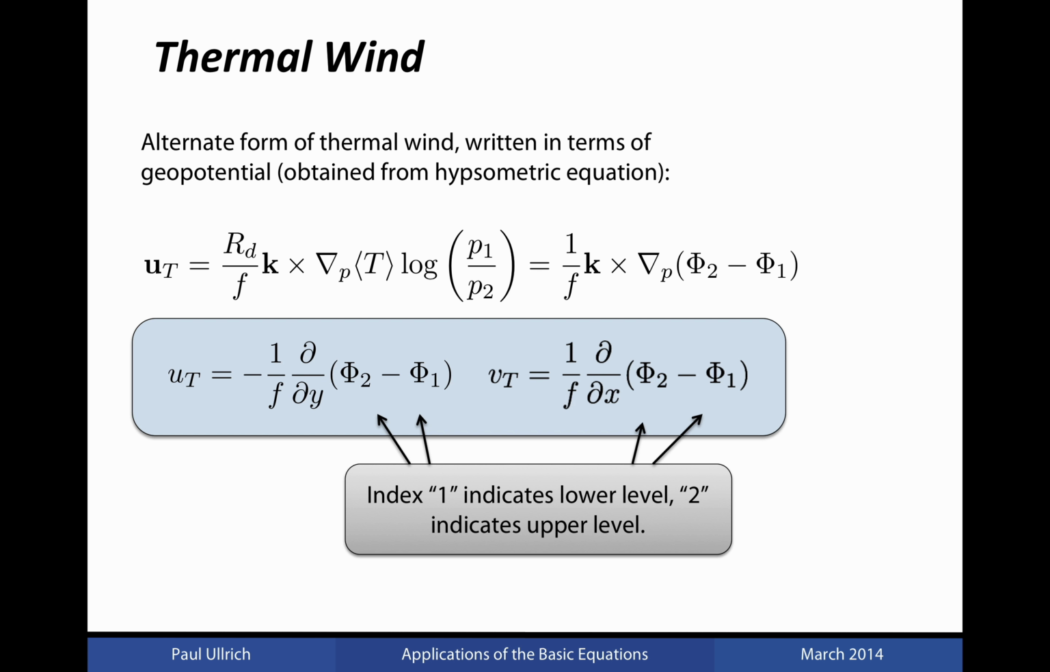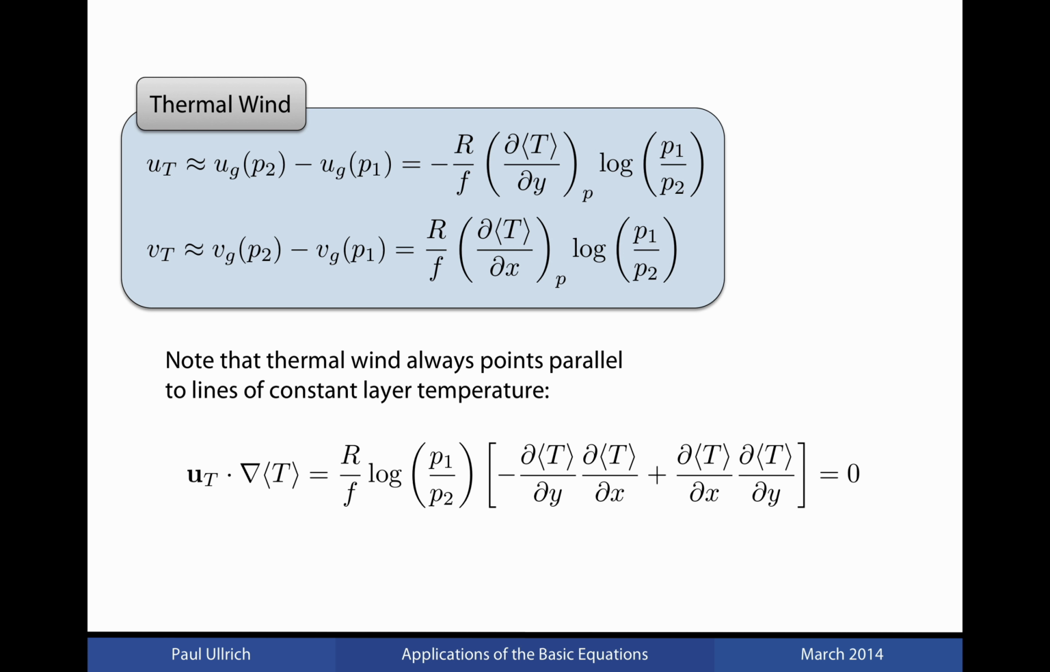This effectively just emerges because the hypsometric equation allows us to directly relate the layer average temperature to the thickness of that layer. In component form, we obtain the expression shown here in the blue box below. Note that the index 1 indicates the lower level and index 2 indicates the upper level. Okay, so from the thermal wind that we obtained earlier, we can obtain some rather interesting results.